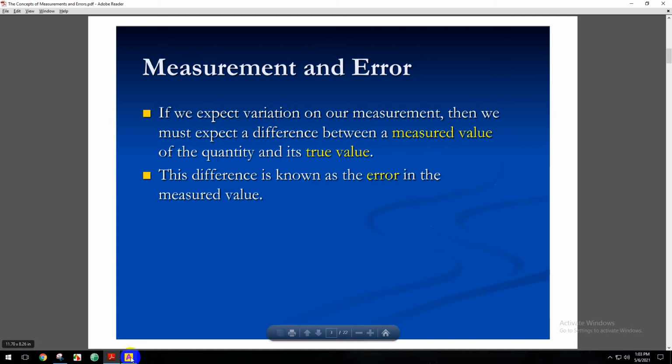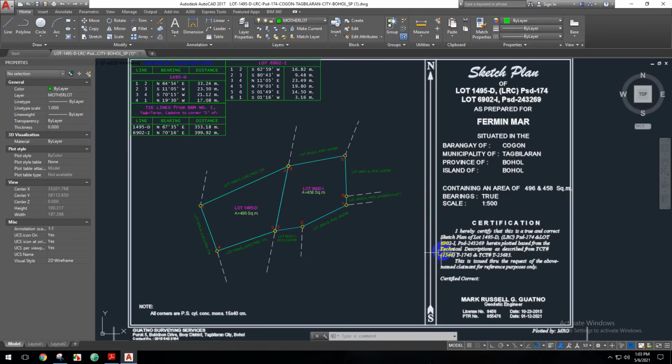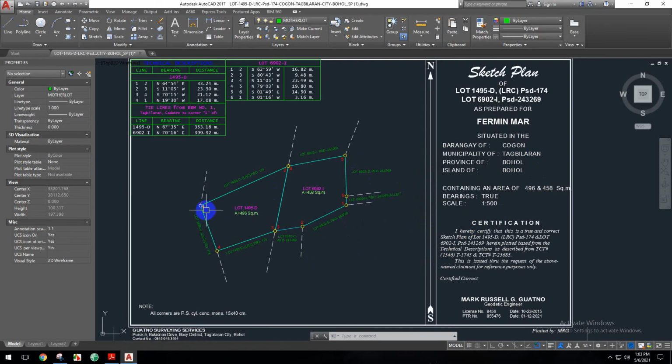Okay? So for example, this is a lot in Kogon. Its true value, for example, for the distance 1 to 2, is 33.24. That distance was determined after the cadastral survey. That means that once it is a cadastral survey, the measurements, the area, everything that contains data about this lot has gone through a series of corrections. Okay? The errors are corrected, so these are the true values: its distances, its area, its angles, all of them.